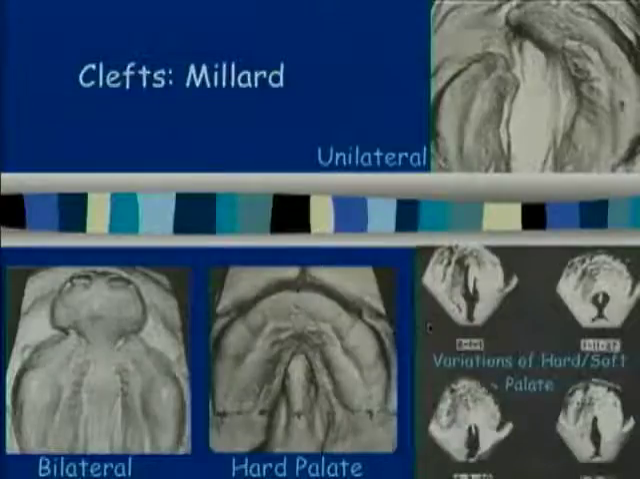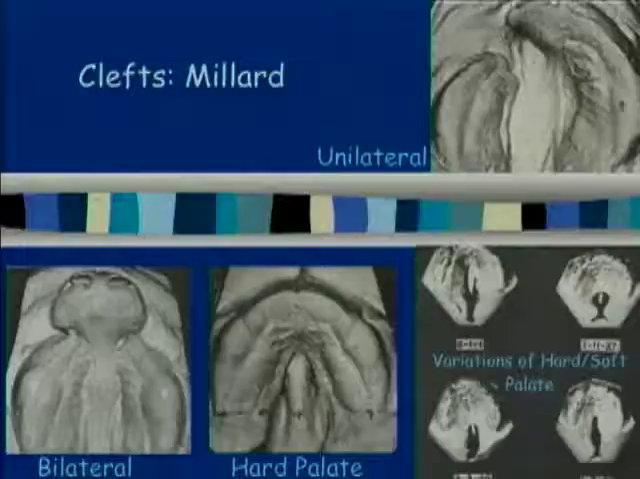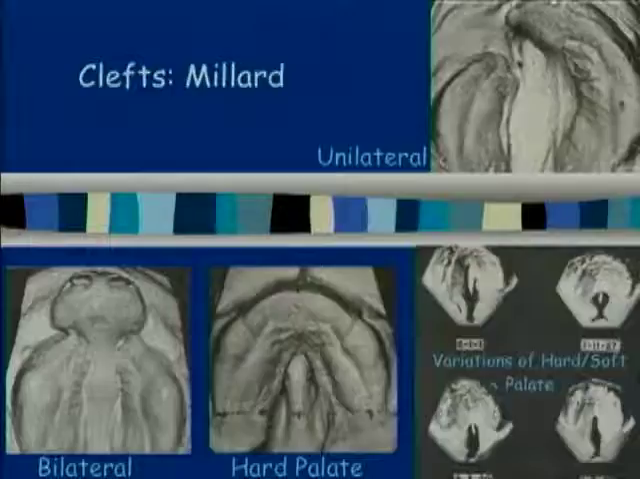Now, Dr. Millard is a plastic surgeon who's sort of the guru of clefts, and he has a huge 3-volume book on plastic surgery of clefts. And I just took a few pictures from his book showing this isolated unilateral cleft lip coming back into this hard palate. And you can see part of the normal palate here as well. And these are masks of clefts.